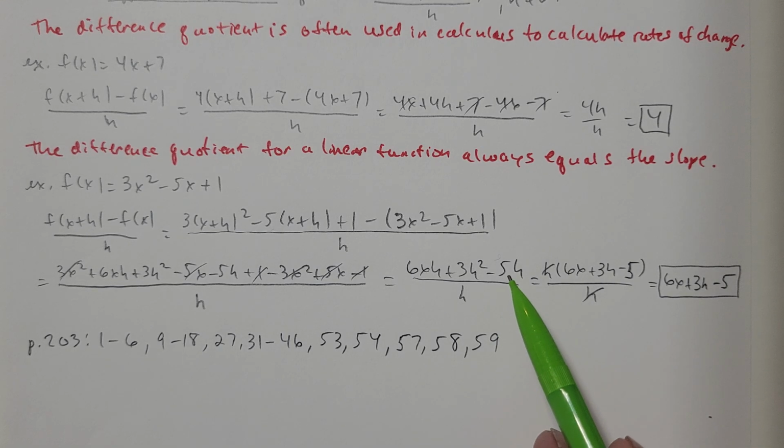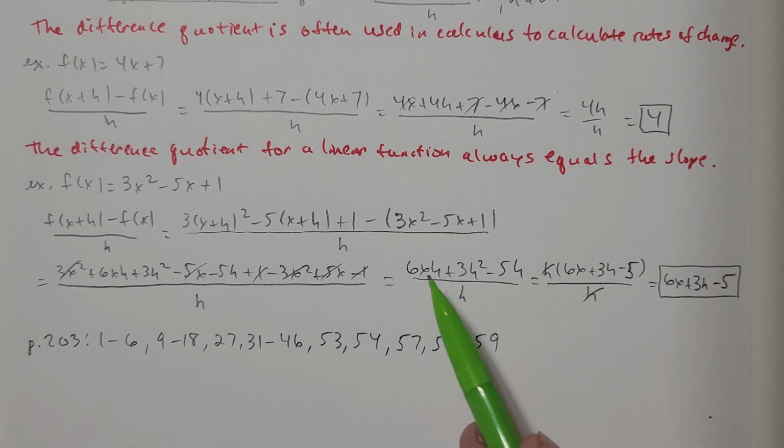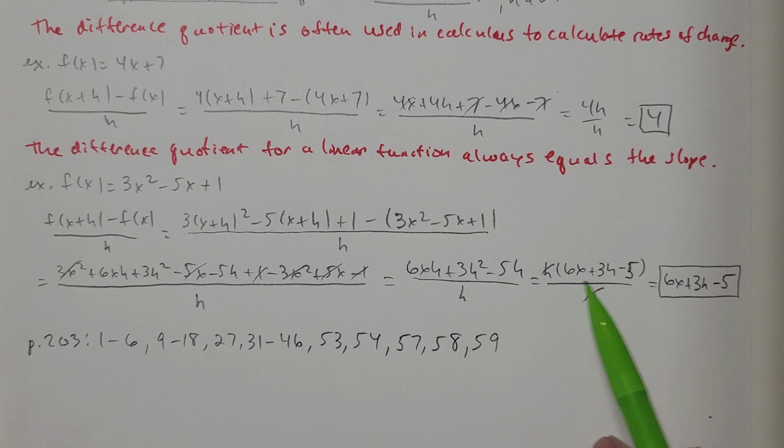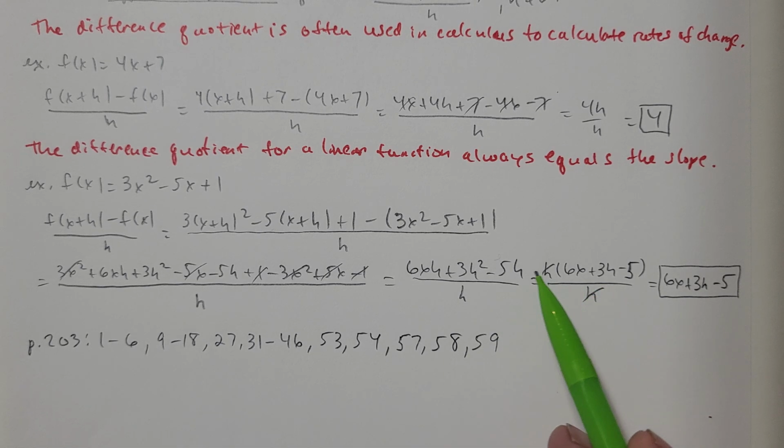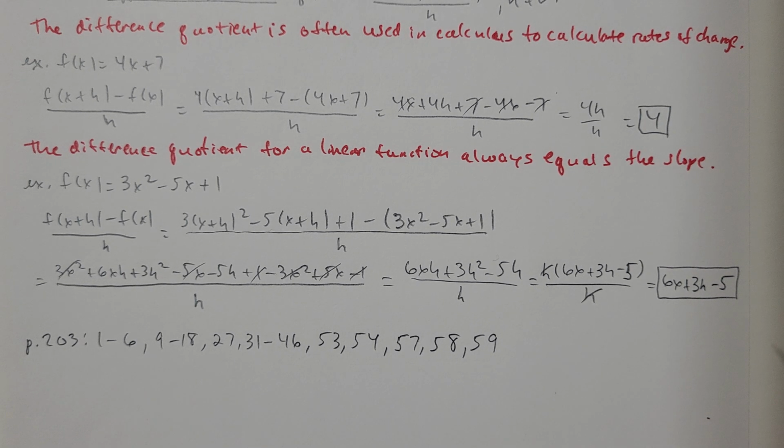So let's see, h is in common to all 3 of these terms, right? Let's go ahead and factor an h out. That's going to be h times 6x plus 3h minus 5. And the h that was factored out can be canceled with the h down under. So I'm looking at 6x plus 3h minus 5. Okay, and that'd be the answer there.